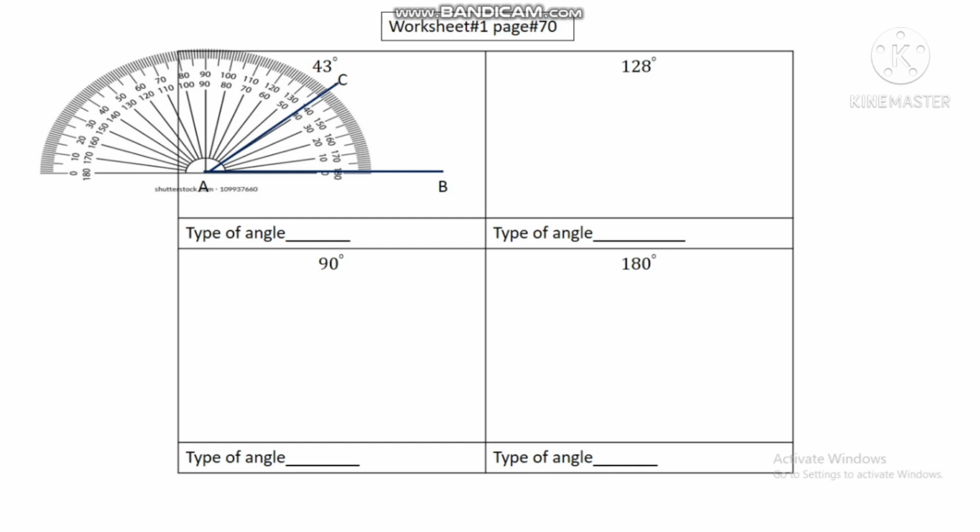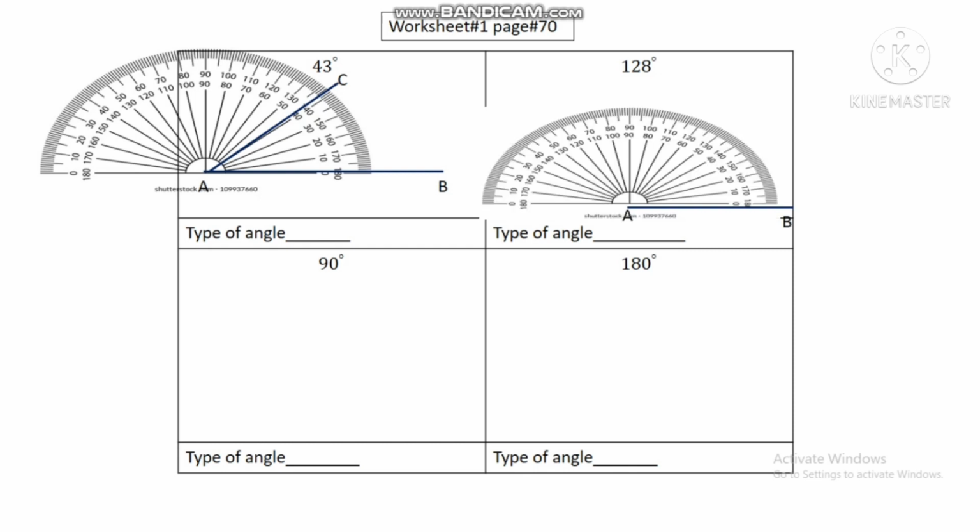Now we have to construct the angle of 128 degrees. Again, repeat this method. First of all, draw a line segment naming it A, B, and now place the protractor at point A and measure the angle. You know that we have to read the inner scale. So read this scale, 120 and this is 125, and 125, 126, 127 and 128. Mark here the point C, and this is 128 by the inner scale.